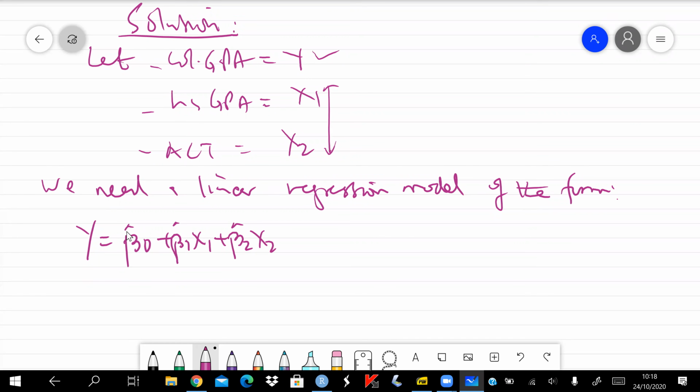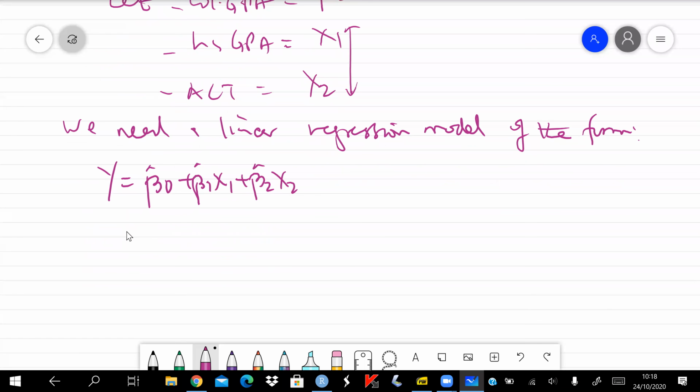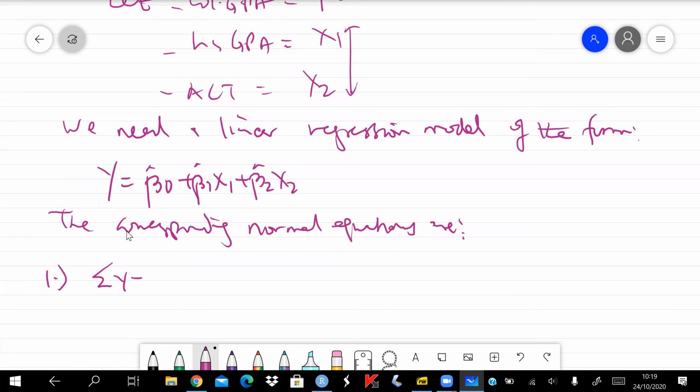We need a model of that format. Okay, so our objective is to find the estimates. So the corresponding normal equations are: the first normal equation will be summation of Y is equal to n beta naught plus beta 1 summation of x1 plus beta 2 summation of x2.